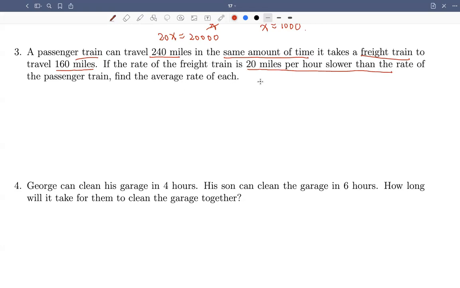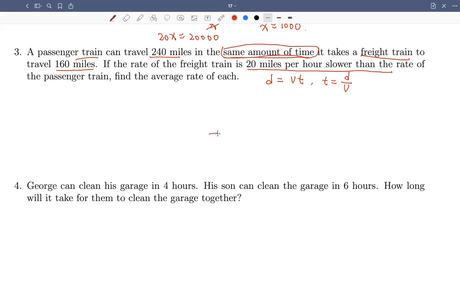Okay, so let's first recall the distance formula. Distance equals speed multiplied by time, right? And if we solve for t, we divide by v on both sides. That equals distance divided by v. So we want to form an equation. How do we form an equation? The key is here: the two trains use the same amount of time.